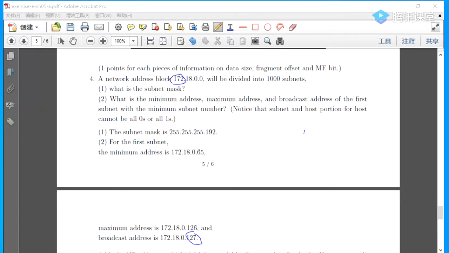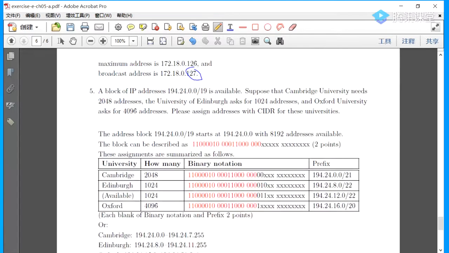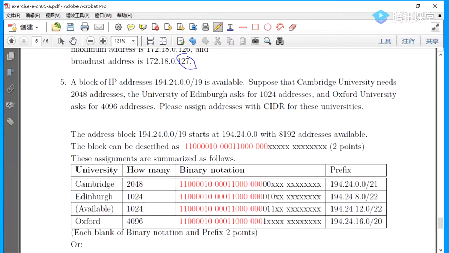Okay, let's continue. So just now, we illustrated how to solve this kind of question, like question 4 about subnetting. Now, I will illustrate another kind of question, CIDR.